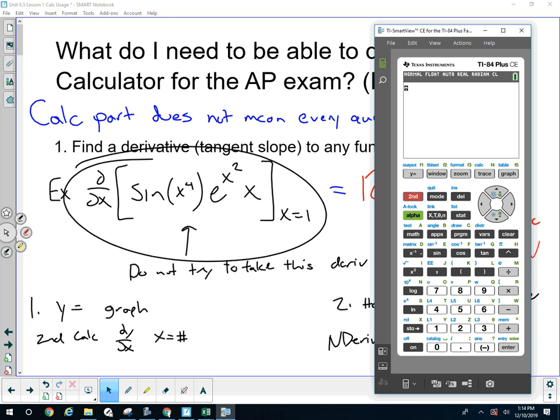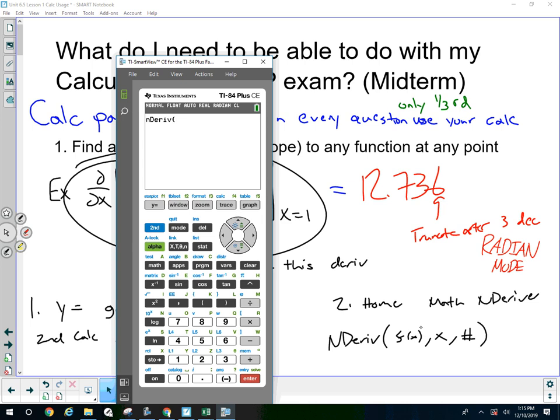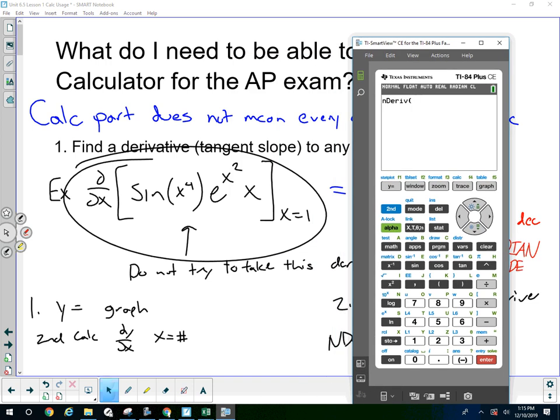If you have an older calculator, you go to Math and Derive, which is 8. Math 8. It pops up as derive. You will then type in the function. You're going to put a comma to say with respect to x, and then you're going to put a comma, and you're going to put the number. So, the older operating system, you'll do sine x to the fourth times e to the x squared times x.